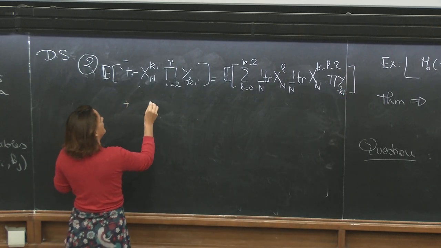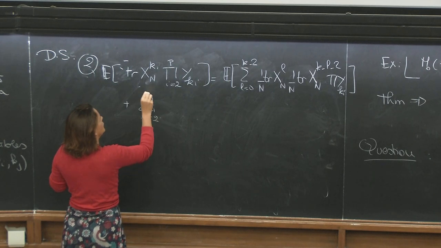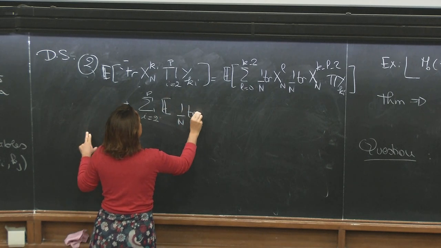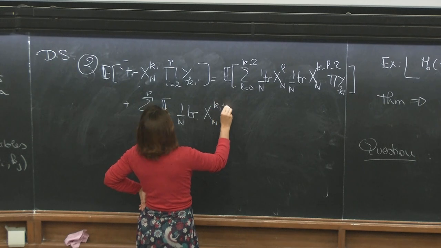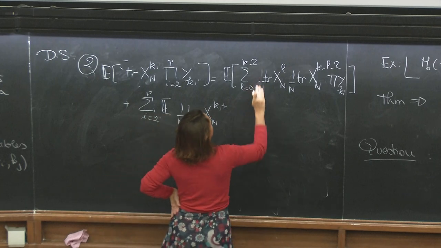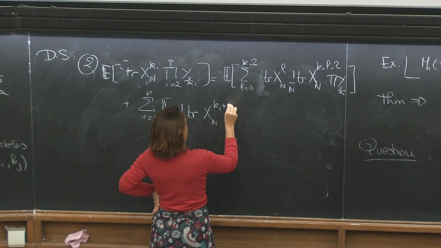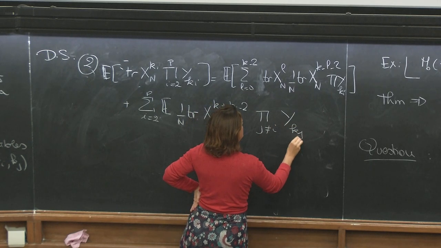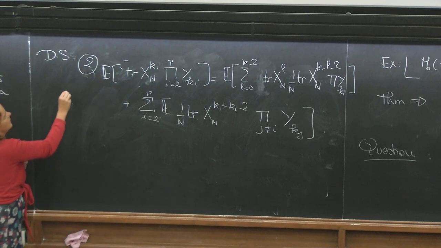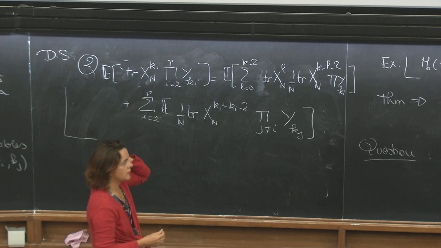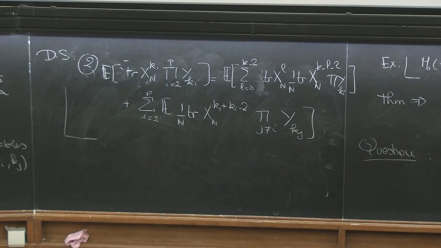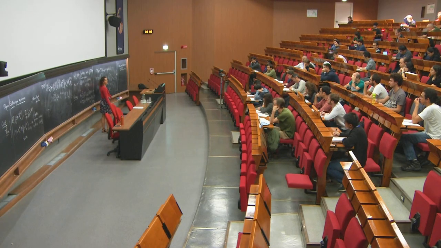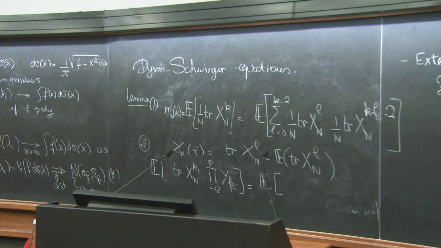plus the sum from i equals 2 to p of the expectation of 1 over n the trace of X_n^{k_1+k_i-2} times the product of j different from i of Y_{k_j}. Okay, so what are these equations? I have two sets of equations, which are equations on the products of the expectations of moments. My observables are these traces of X to the k. And what I'm giving you with these equations is some equation on only these observables, the expectation of these observables.